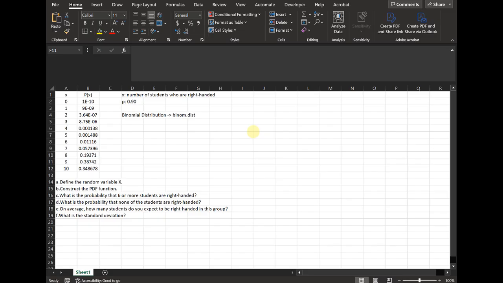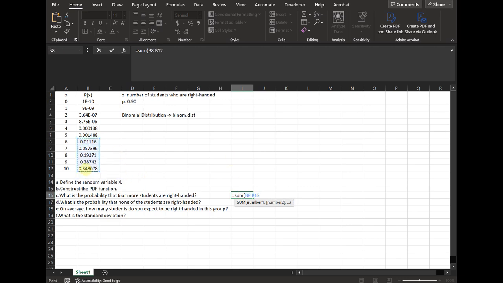So now I have just pasted all my questions just so I can remember them. So here's my PDF function. When we're asked what is the probability that 6 or more students are right-handed, for that one I can just calculate the sum. So here's 6 or more, and so there's a 99.8% chance that 6 or more students are right-handed.